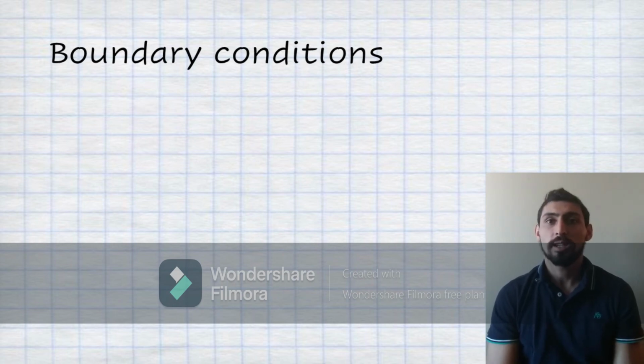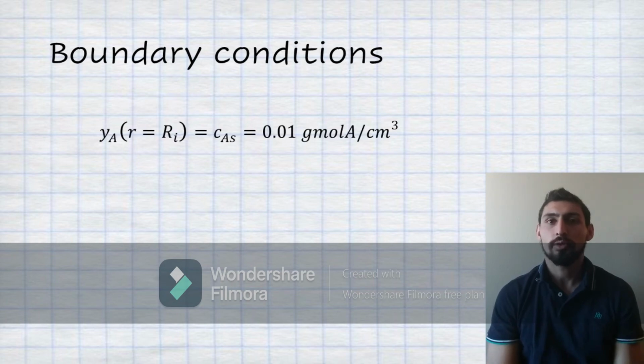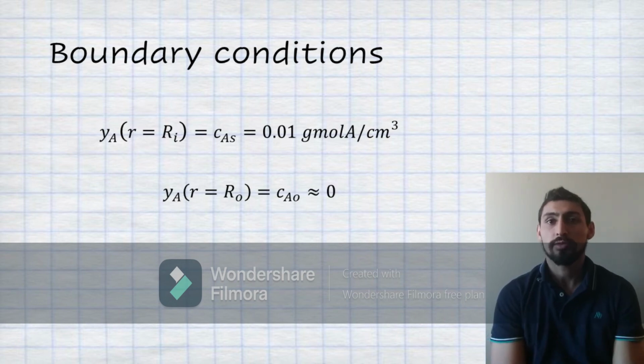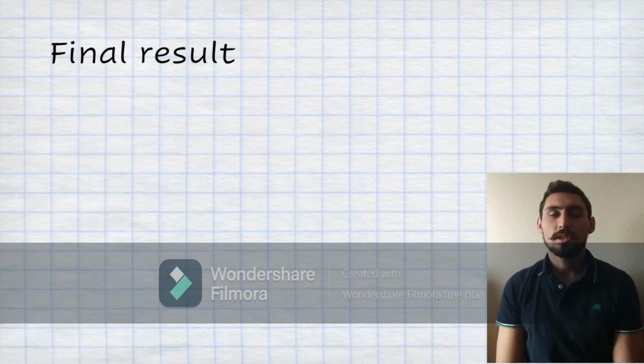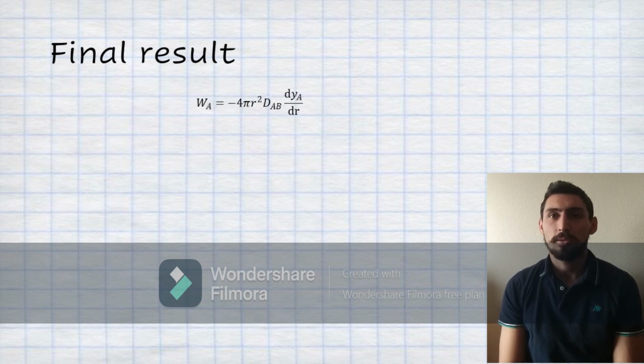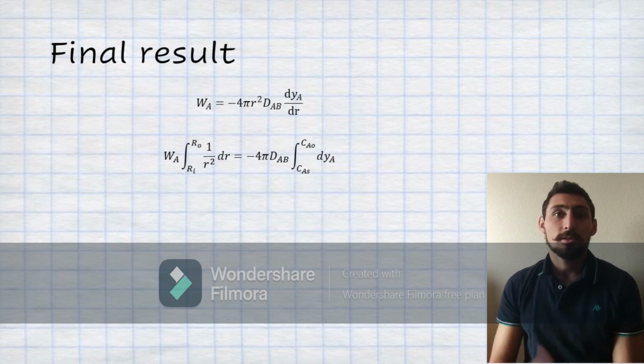The maximum solubility of the drug in the gel capsule material is 0.01 grams per cubic centimeter. The maximum possible rate of drug release from the capsule will be given when the concentration in the outer radius approaches 0. So we were standing here. By integrating on both sides and applying the boundary conditions, we get this pretty equation. After solving the integral and solving for WA, we get the final equation.